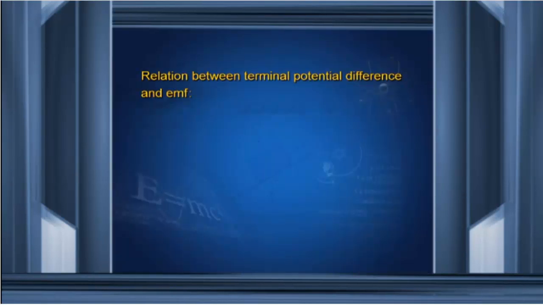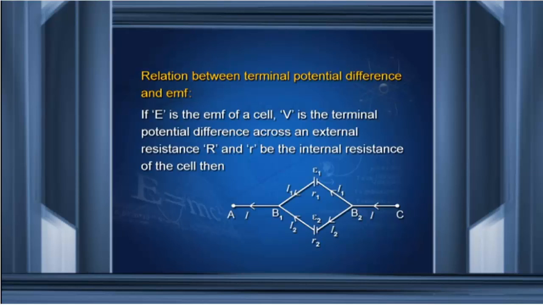Now, let's study the relation between terminal potential difference and e.m.f. If E is the e.m.f. of a cell, V is the terminal potential difference across an external resistance capital R and small r is the internal resistance of the cell, then from the diagram we can say E minus V equals I into r. Therefore, E minus I into R is equal to I into small r. Here I into capital R is the Ohm's law relation, which is the terminal potential difference across the external resistor.